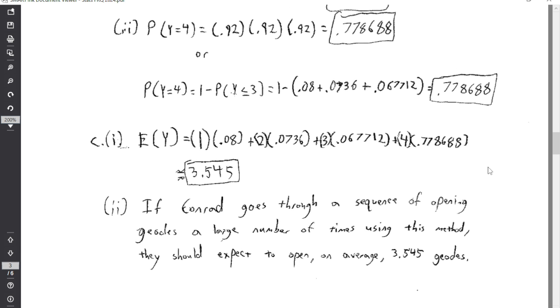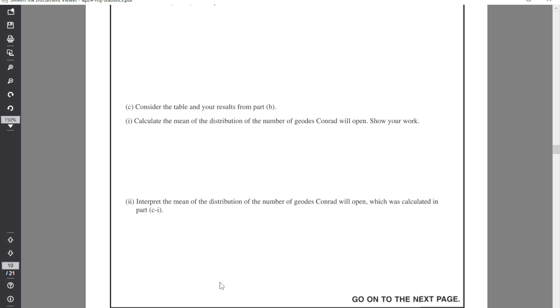The 2 key things you want to have in this interpretation is to make sure you talk about this happening in the long run. So I say a large number of times. And then this is what happens on average, right? It's a mean. So it's happening on average in the long run. It's not on any one particular time. In fact, it's not possible to open things 3.545 times. It's in the long run on average. Those are the things you want to make sure that you mention.